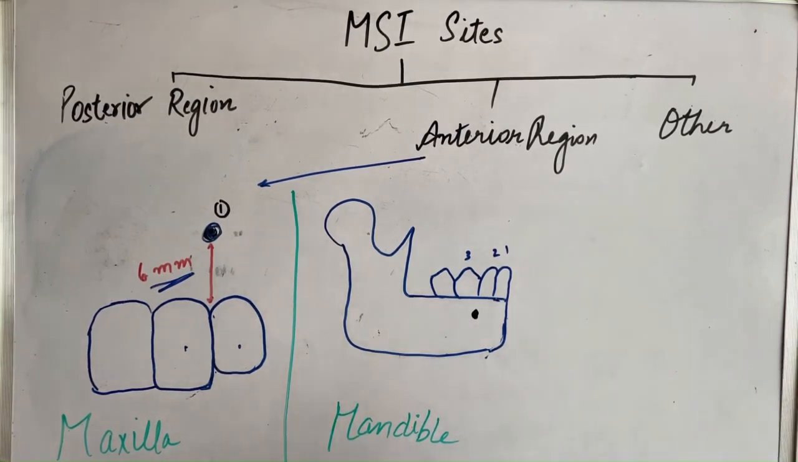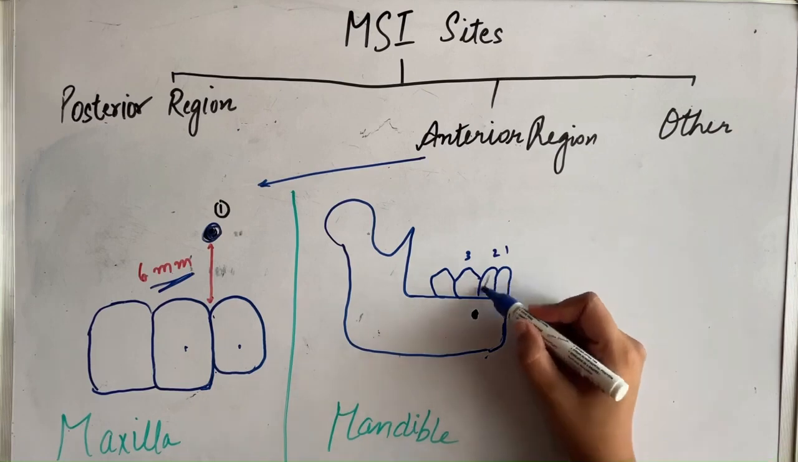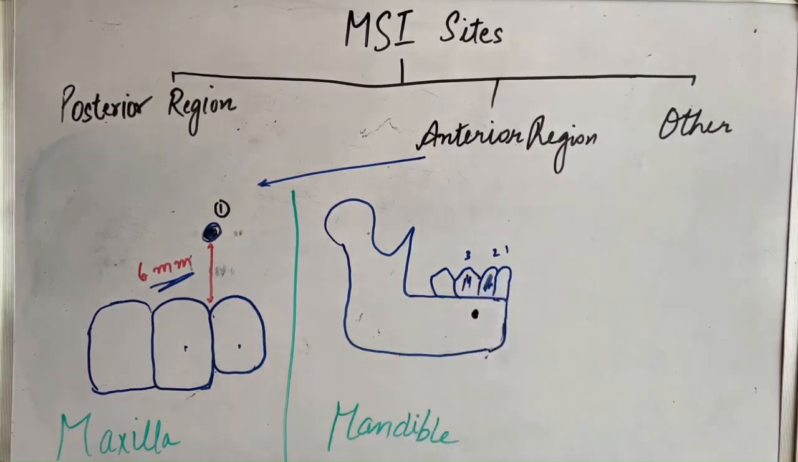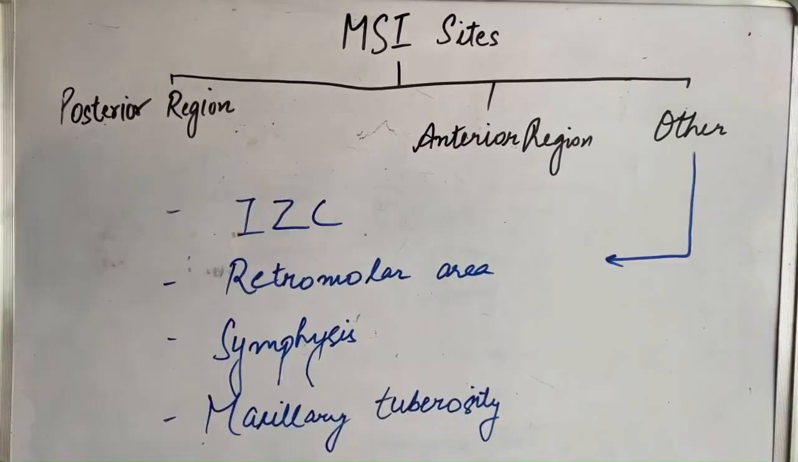What is the optimal site for MSI placement in the mandibular anterior region? It is between the lateral incisor and canine in the interradicular area. Lastly, other sites for MSI placement could be the infrazygomatic area, retromolar area, the mandibular symphysis, and maxillary tuberosity.